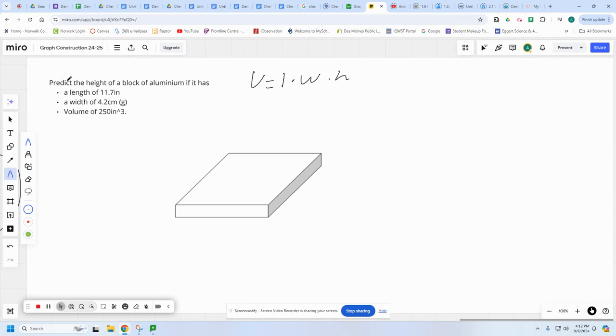The directions say they want you to predict the height of a block of aluminum if it has the following dimensions. So we've got the length of 11.7 inches, and we've got a width of 4.2 centimeters. So right off the bat, I already see that my units for the length and width do not play nice. One is in the units of inches and one's in the unit of centimeters. And then the volume's given to you at 250 inches cubed.